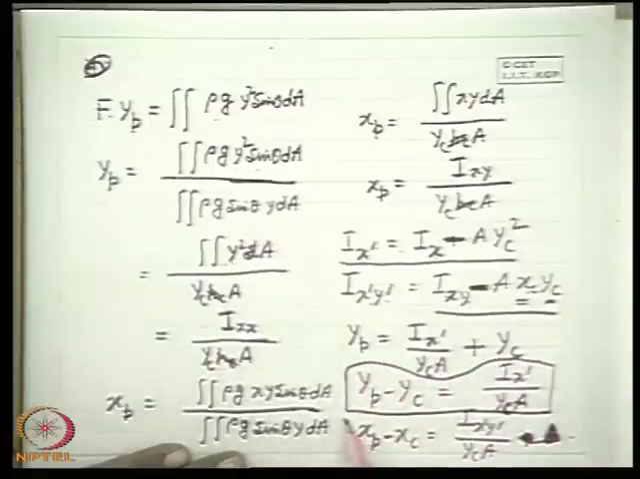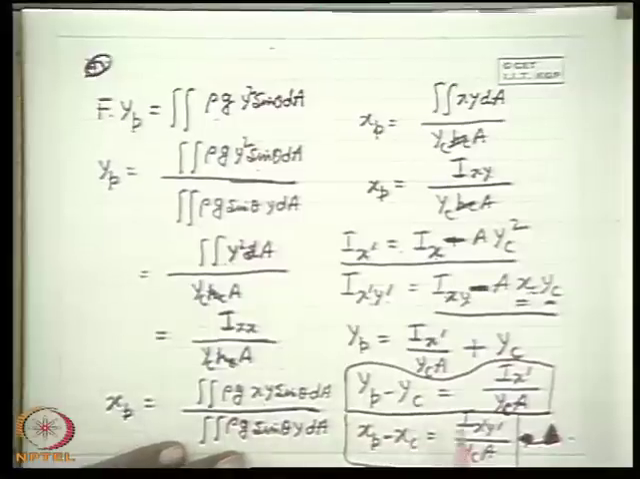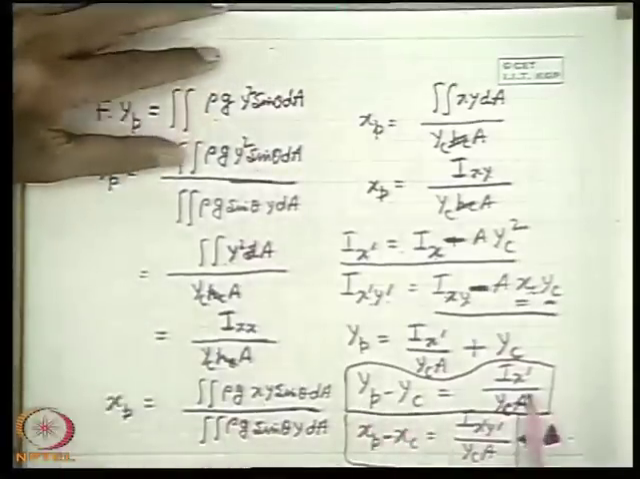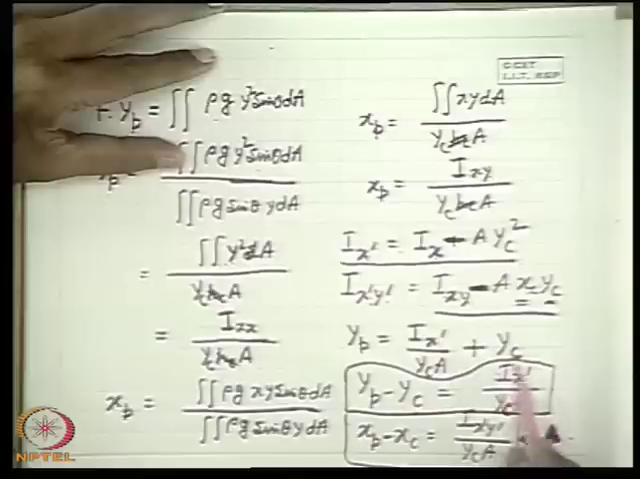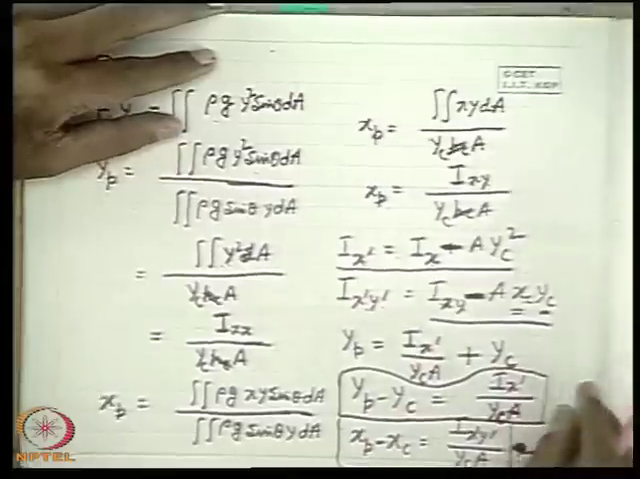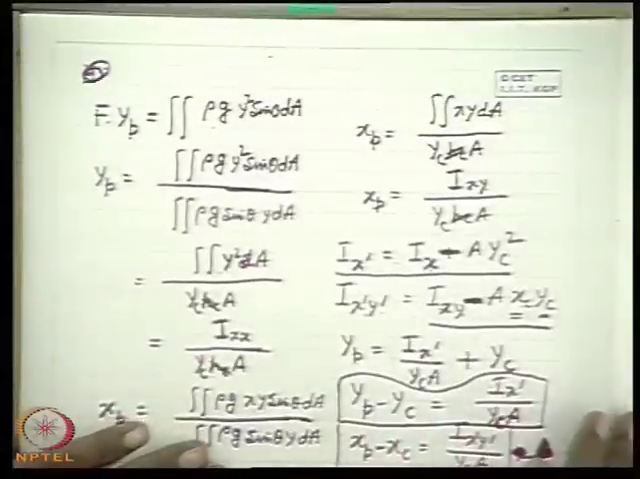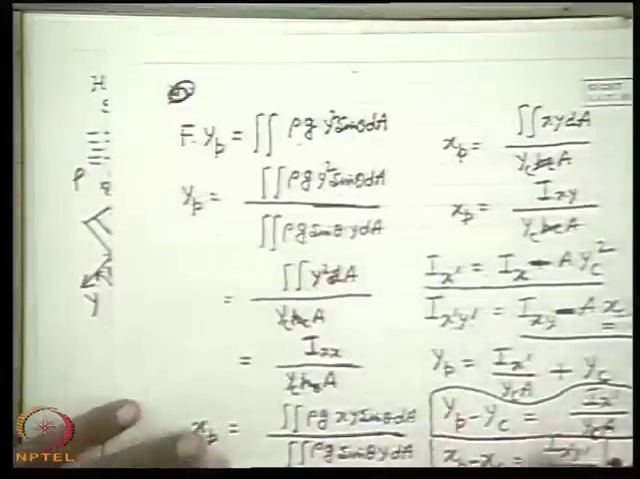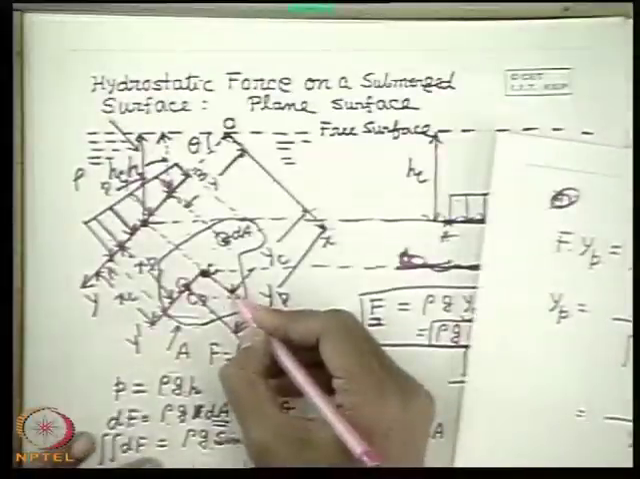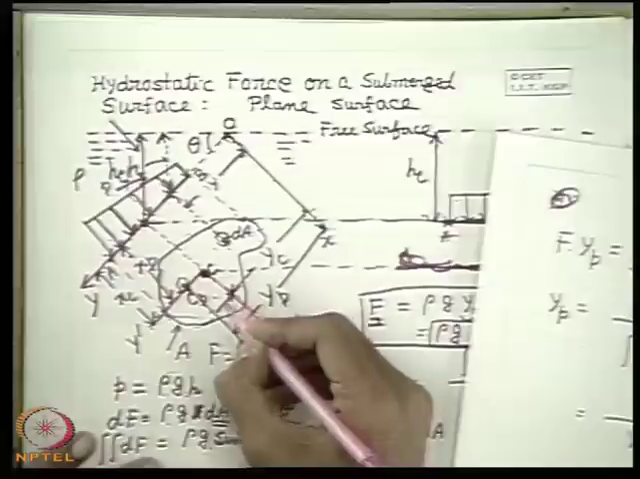and this one. Okay, so therefore we see that yp minus yc is this one, and this is a positive quantity because Ix dash contains an integral with the square of the ordinate. So therefore the second moment of area is always a positive quantity. So yp minus yc is greater than 0. That means this quantity gives you the displacement in this direction. This is yp minus yc.